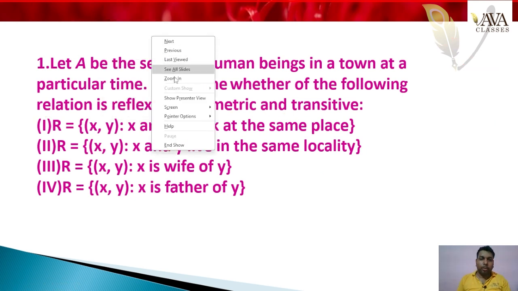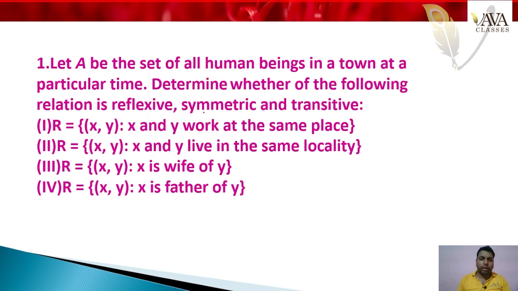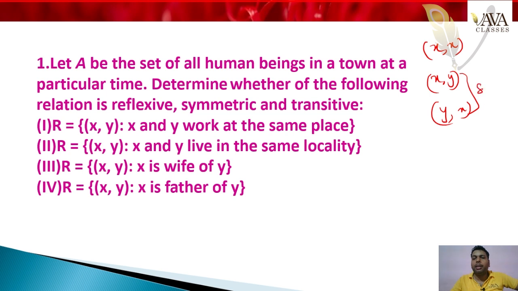Similarly, the second one: R equals the ordered pair (x, y) such that x and y live in the same locality. x lives in the same locality as x, so it is reflexive. If x and y live in the same locality, then y and x also belong to the same locality. So it is trivially symmetric.